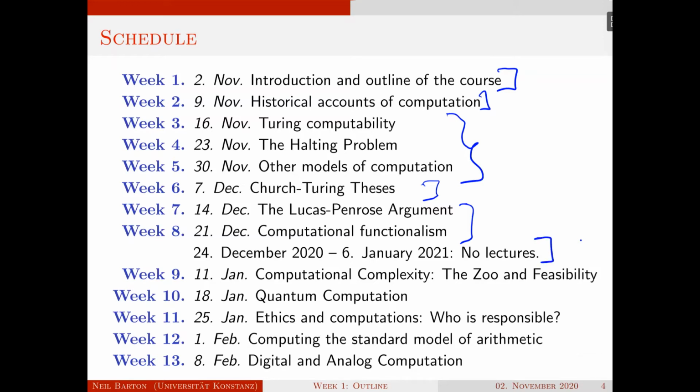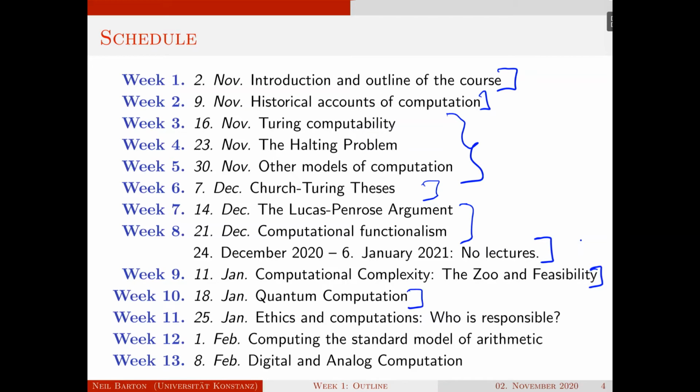And then after that, we'll start looking at some more recent questions in theoretical computer science and what the implications might be for philosophy. So we'll look at computational complexity. This is an area of theoretical computer science where we look at time and space restrictions, whether those have implications for philosophy. We'll, in the next week, look at quantum computation and whether or not that has any implications and what the potential payoffs of quantum computers might be.